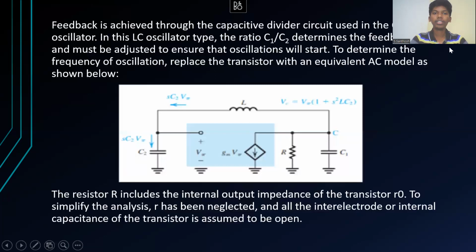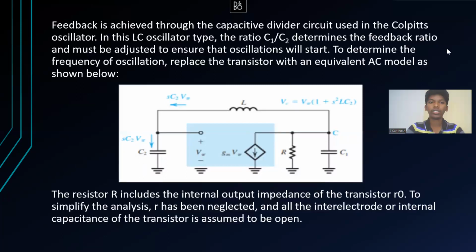Now feedback is achieved through the capacitive divider circuit used in the Colpitts oscillator. In this LC oscillator type, the ratio C1 by C2 determines the feedback ratio. So here you can see that there are two capacitors, and this capacitor ratio is what decides the feedback given to it. And by changing the ratio of C1 and C2, you can also change the feedback ratio. And here you can see that the circuit diagram is replaced with an equivalent AC model.